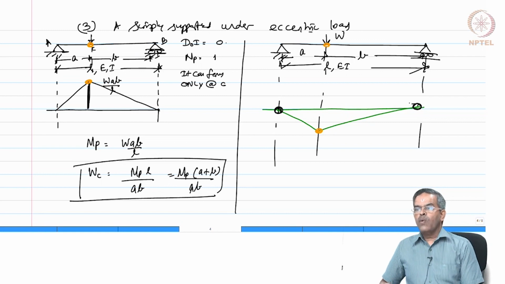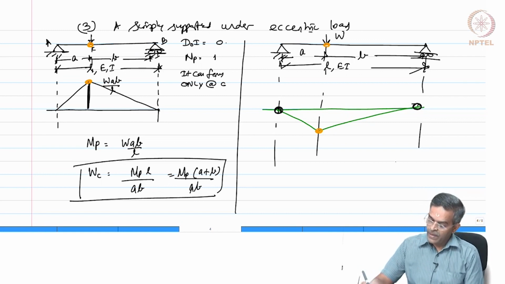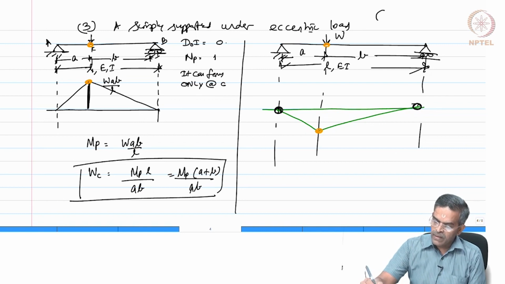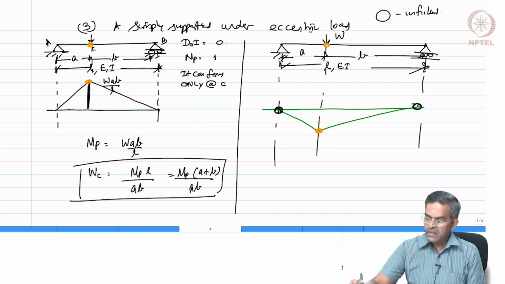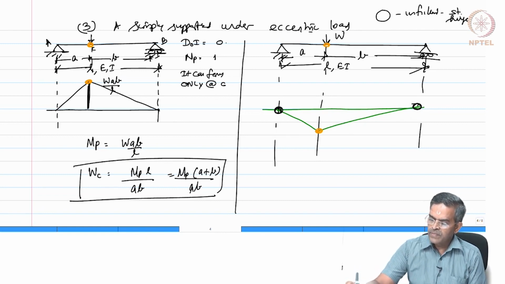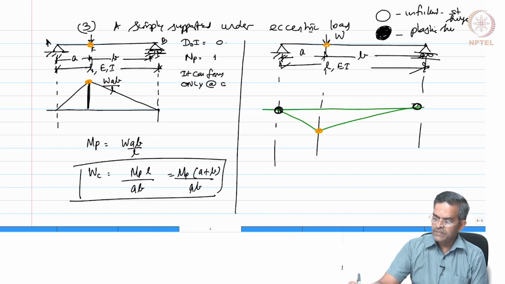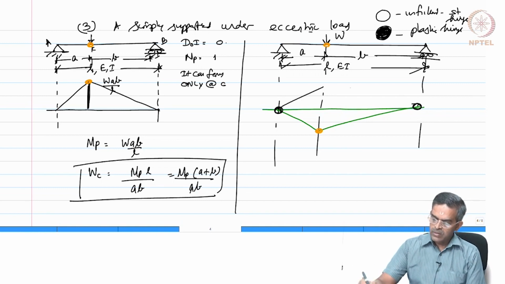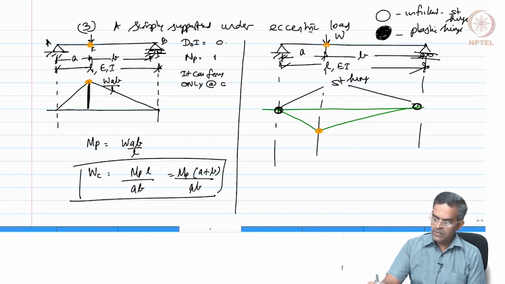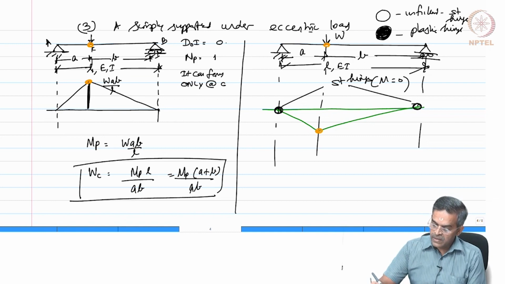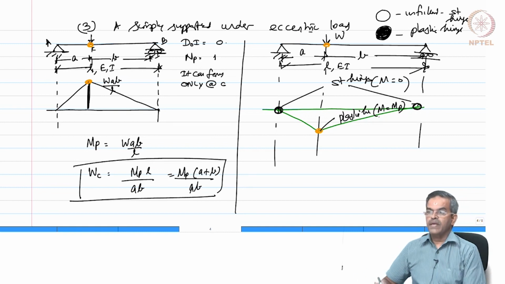Now, you may wonder how I am drawing the hinges. Very interesting, friends. If I draw a circle which is unfilled, okay, this is a structural hinge. If I draw a circle which is filled, this is called a plastic hinge. So, these two are structural hinges, where the moment is equal to 0. This is a plastic hinge where the moment is equal to MP.